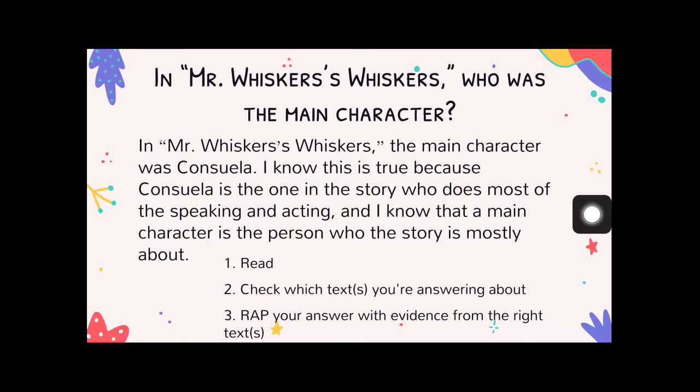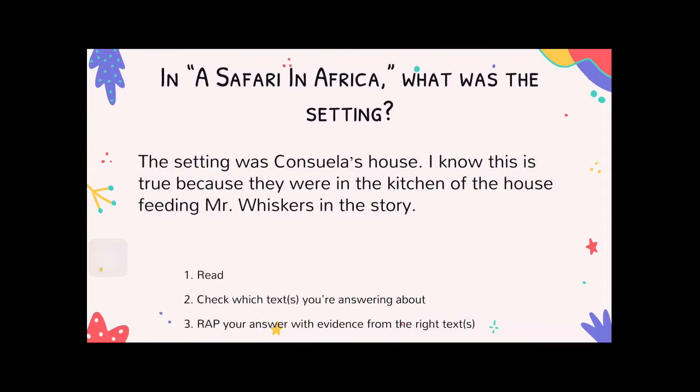It seems like, for this one, Otis read the question and read the text. He checked which text he was answering about. It says Mr. Whiskers' Whiskers, and his answer says Mr. Whiskers' Whiskers. And did he wrap his answer? Did he restate the question? In Mr. Whiskers' Whiskers, the main character was? Who was the main character? Yes, everything is appearing in my answer there. He answered it. The main character was Consuela, and then he proved it. He proved it with information about Consuela from the story and what he knows about main characters. Nice job, Otis.